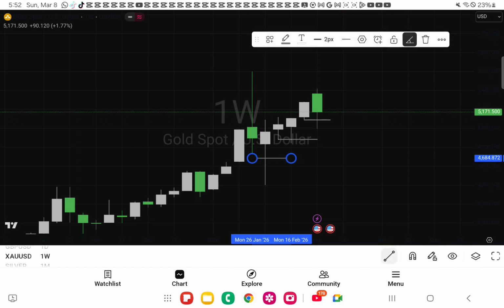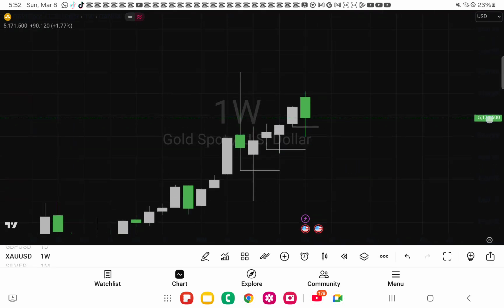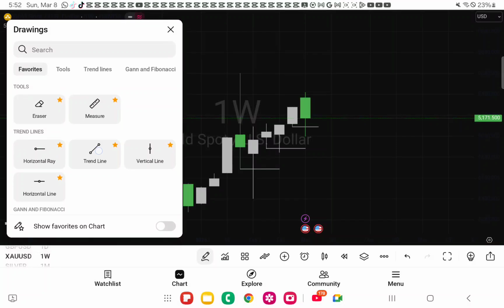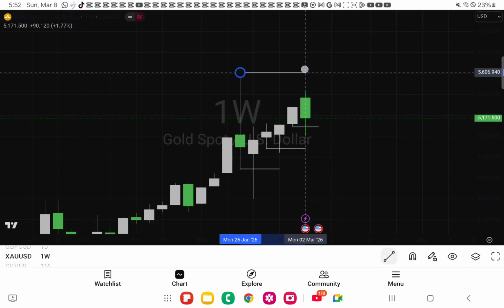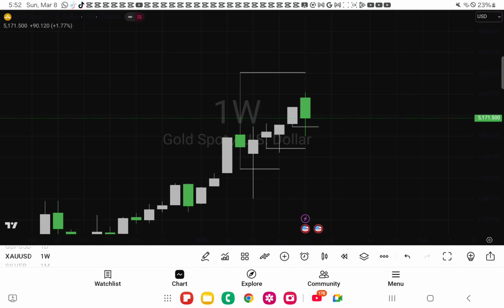So we have liquidity sweep on this low. We have also this one. We have this one as well. So we'll be targeting this high. This is our final target. That means we are trading this candle. This is the candle, the doji candlestick. That's the candlestick that we are trading.